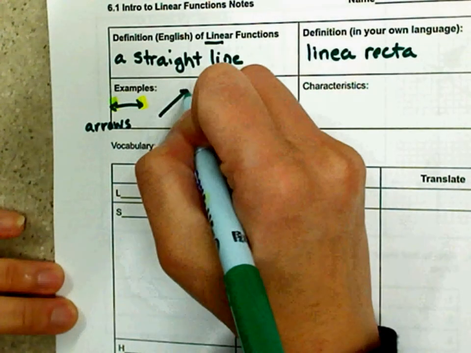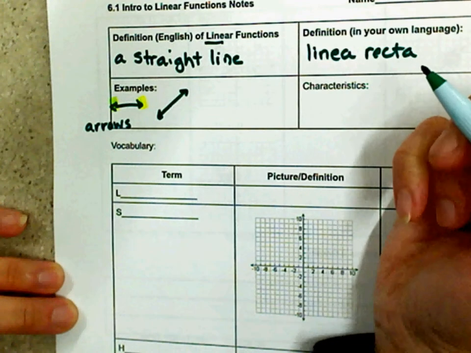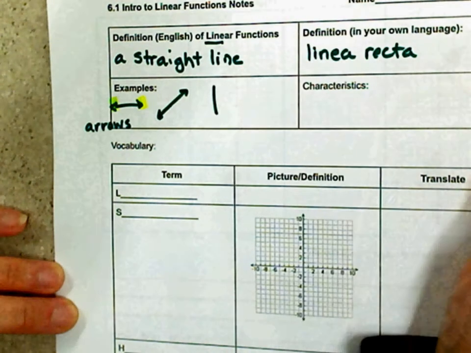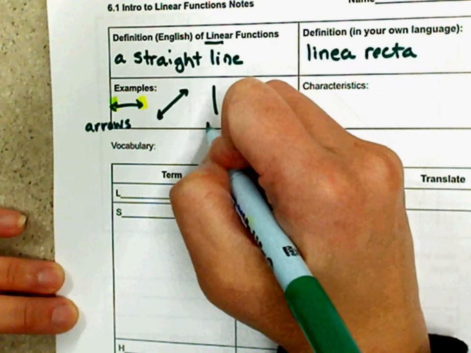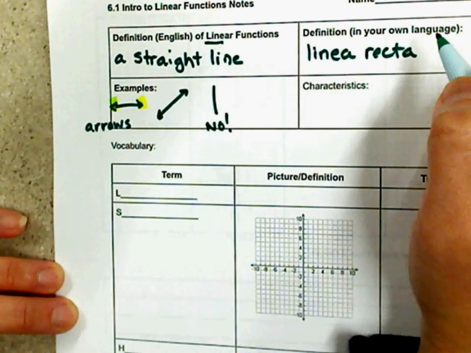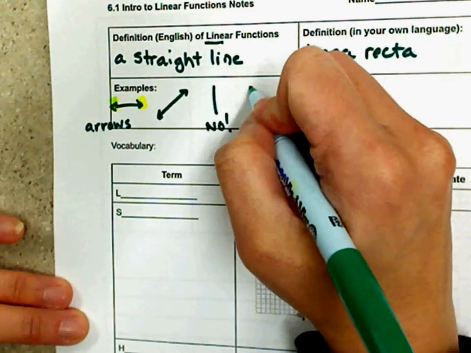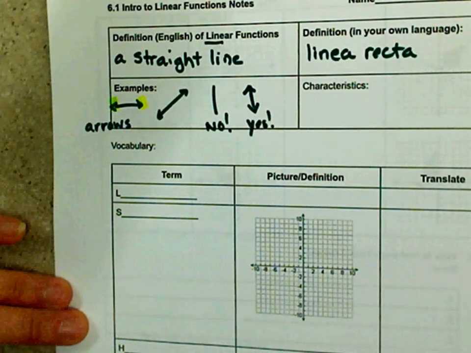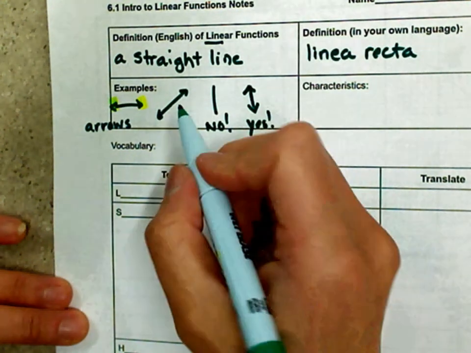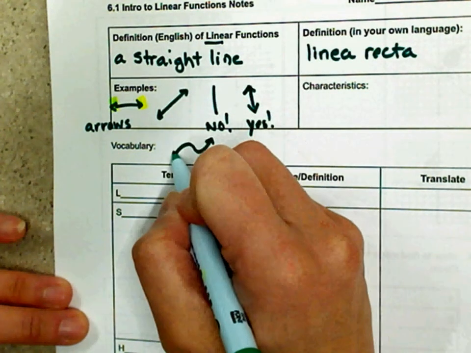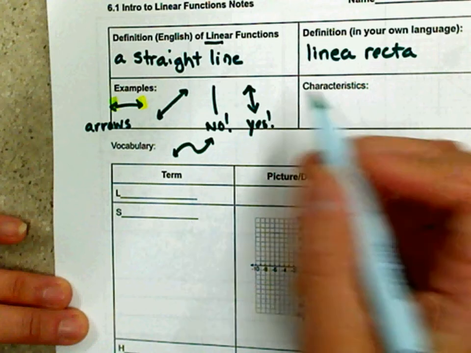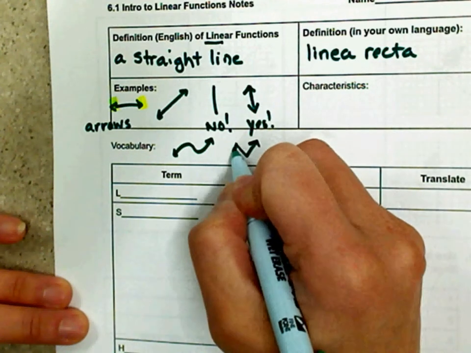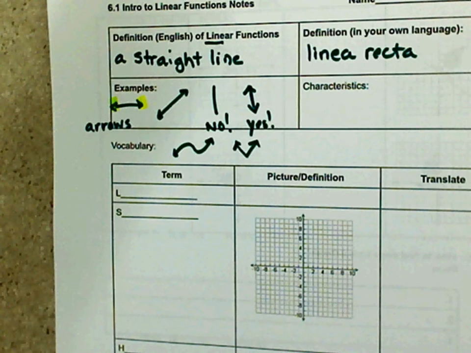Is this one linear? Yeah. Yes. Is this one linear? No. What are you missing? The arrows. Is this one linear? Yes. Do you see it right there? See the difference, okay? How about something like this? Is that linear? No. How about something like this? No. Technically it is, but no. It's an absolute value function, okay? It is part of a linear, but it's actually an absolute value.